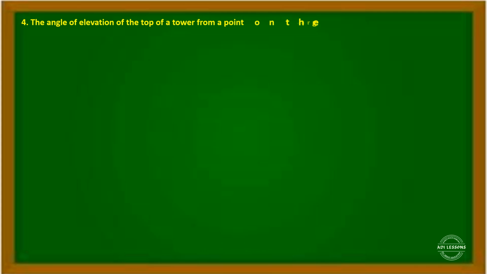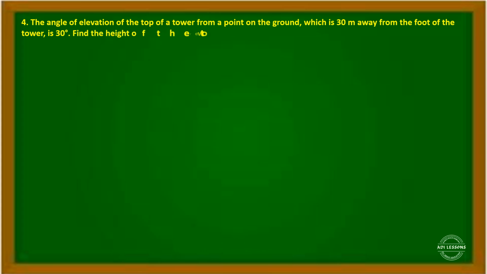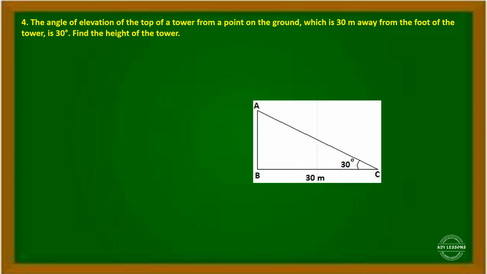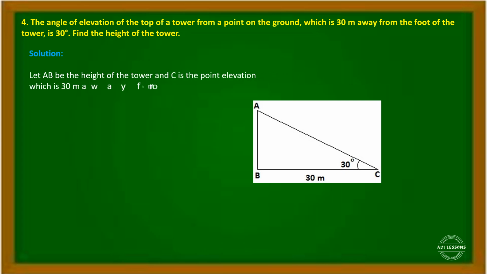The angle of elevation of the top of a tower from a point on the ground which is 30 meters away from the foot of the tower is 30 degrees. To find the height of the tower. Now observe the picture. Let AB be the height of the tower and C is the point of elevation which is 30 meters away from the foot of the tower.